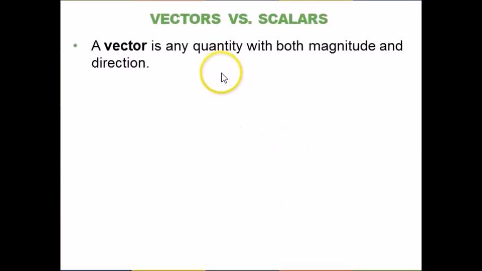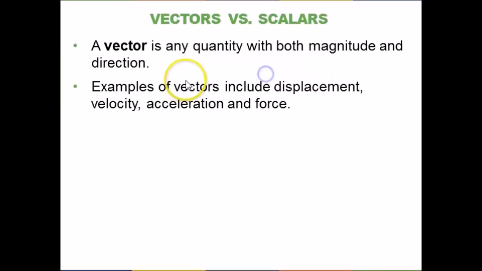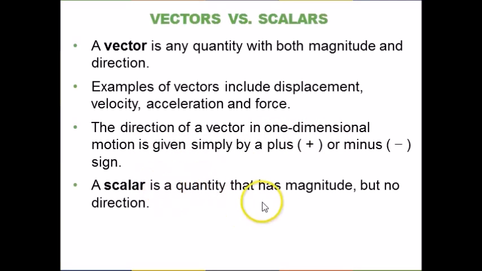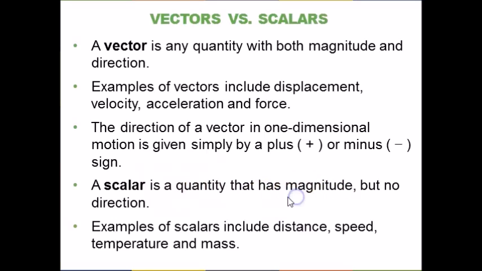So a vector is any quantity that has both magnitude and direction. Displacement is definitely a vector. Also velocity, acceleration, force are other examples of vector quantities. And in one dimension, so along a line, you can specify your direction just by the plus or minus sign. A scalar is a quantity that has a magnitude, but it never has any direction. So examples of scalars include distance, also speed, which is the magnitude of your velocity. Temperature is a scalar, mass is a scalar quantity as well.